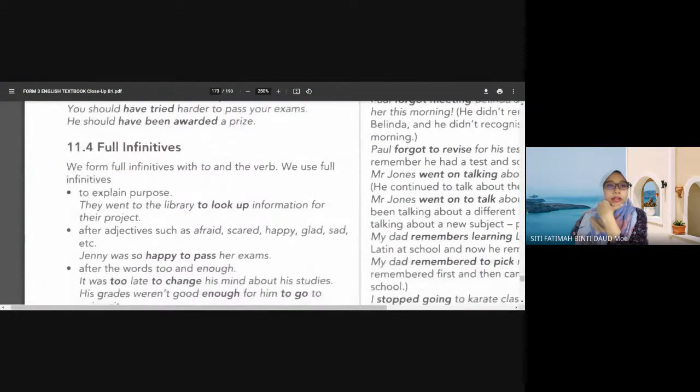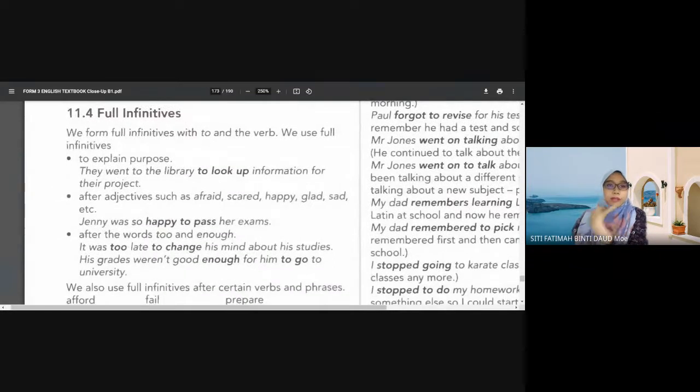Where are we now? Alright. First, to explain purpose, untuk tujuan, they went to the library to look up information for their project. Okay, this is a phrasal verb. You all know this. To look up, mencari. To look up information for their project.